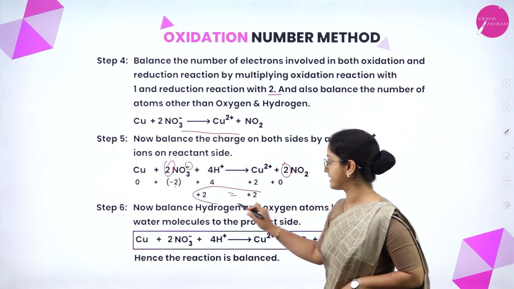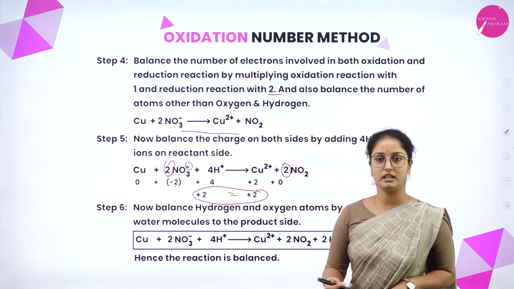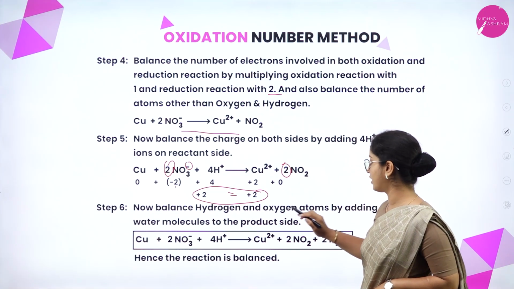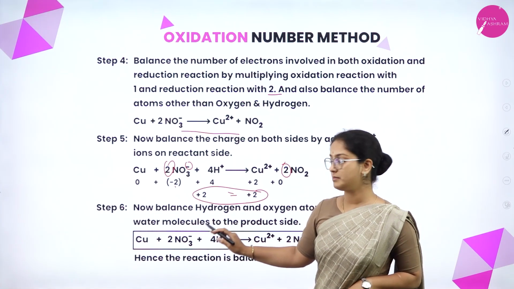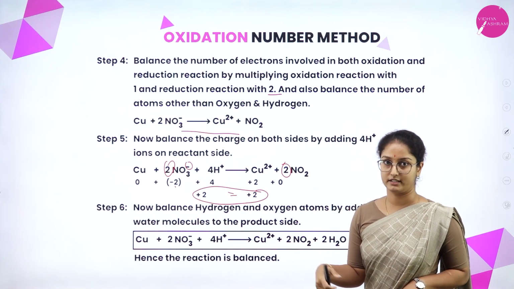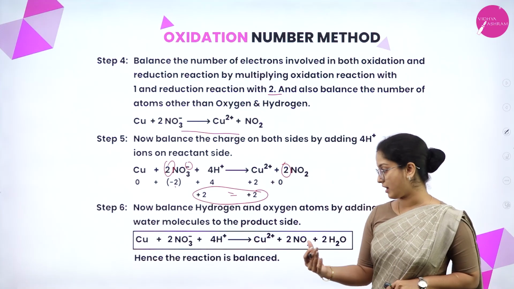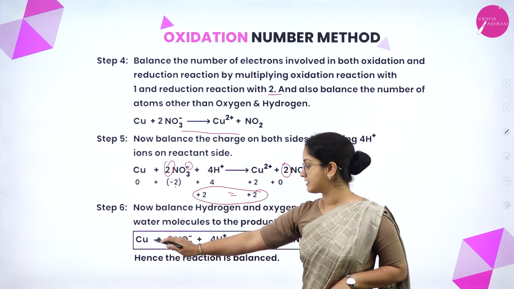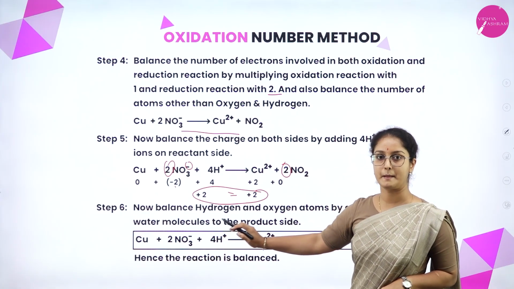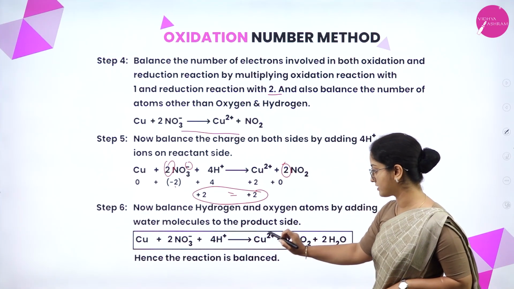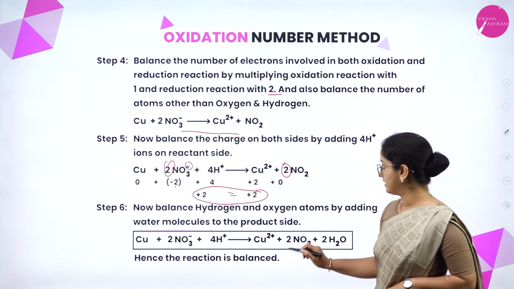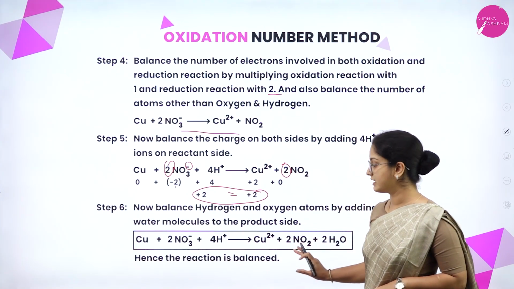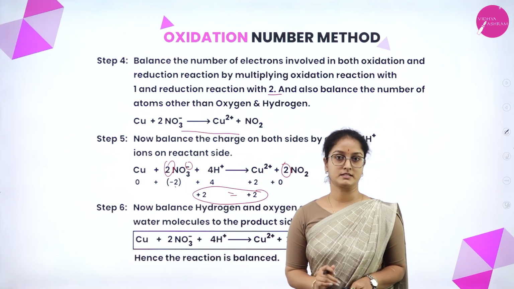So the charges on both the sides are equal. Now the next step is to balance hydrogen and oxygen atoms by adding water molecules to the product side. It is only to be added on the product side to have a balanced equation. So the reaction is Cu plus 2NO3 minus plus 4H plus ions gives copper 2 plus ion, then 2 nitric oxide plus 2 water molecules. So this gives the balanced redox reaction.